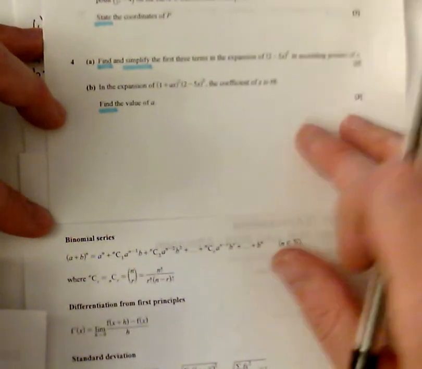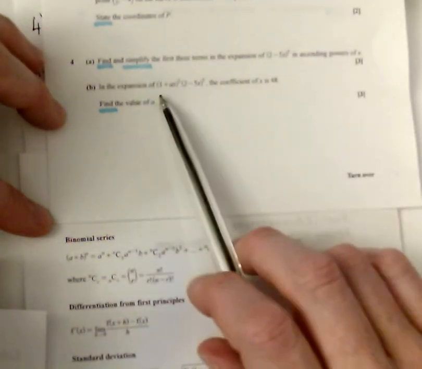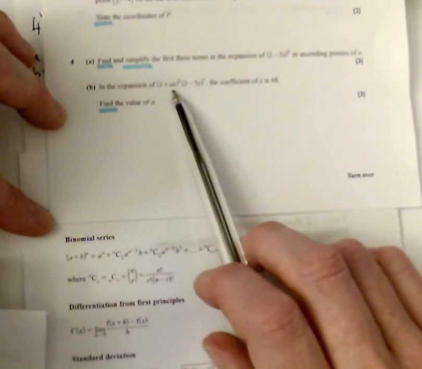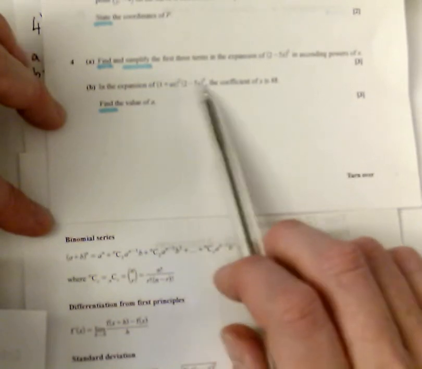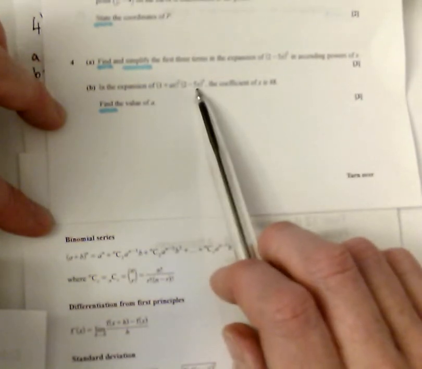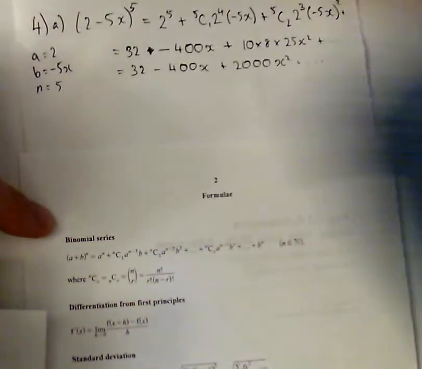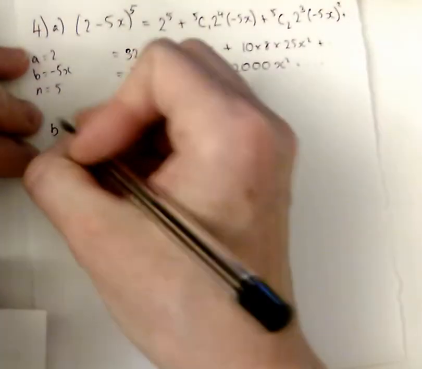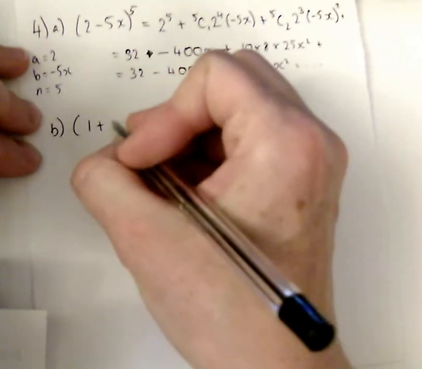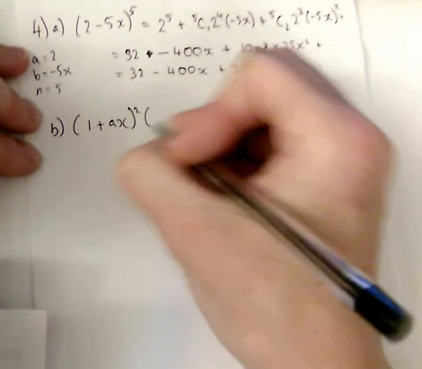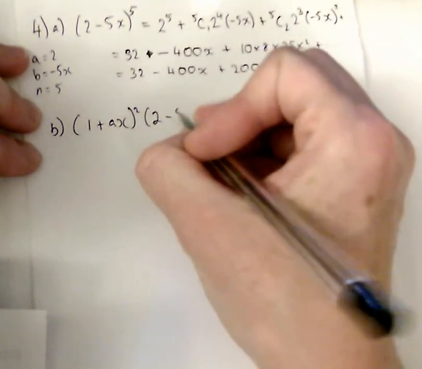And the next part, part B, we are now going to expand (1 + ax) squared multiplied by the thing we've just got, and we're told that the coefficient of x is 48, and we have to find this mystery a. So let's have a little look at that. I don't need the formula anymore. So (1 + ax) squared multiplied by (2 - 5x) to the power of 5.